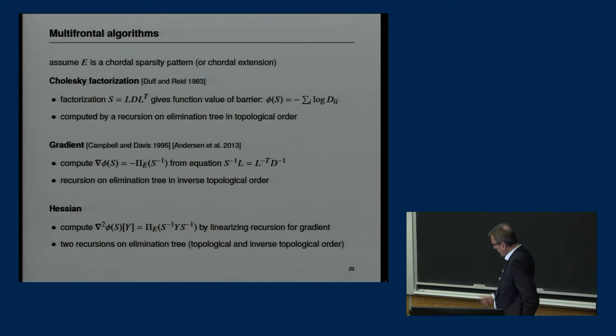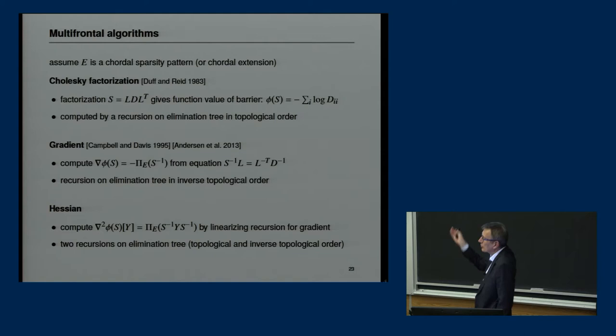If we recall the fact that for a sparse positive definite matrix with a chordal pattern, we can evaluate the Cholesky factorization very efficiently, for example, using a multifrontal algorithm from the 1980s. And that's how you would evaluate the barrier function at a given S. You take the Cholesky factorization, and from the diagonal elements, you get the value of the barrier function. And the multifrontal method would do this via recursion over the elimination tree, supernodal elimination tree, or just standard elimination tree.